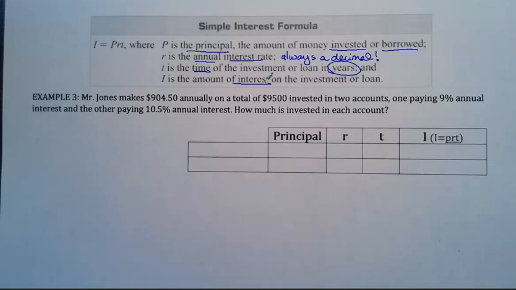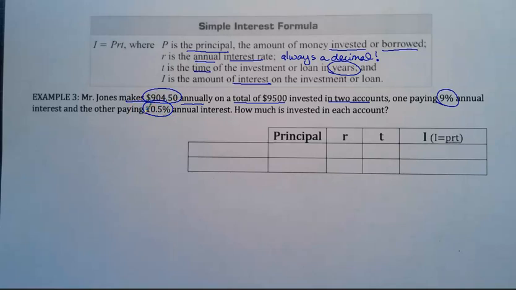This is example 3 from the textbook, since we've made this section multiple days long. Mr. Jones makes $904.50 annually on a total of $9,500 invested in 2 accounts. One pays 9% annual interest, and the other pays 10.5% annual interest. How much is invested in each account?